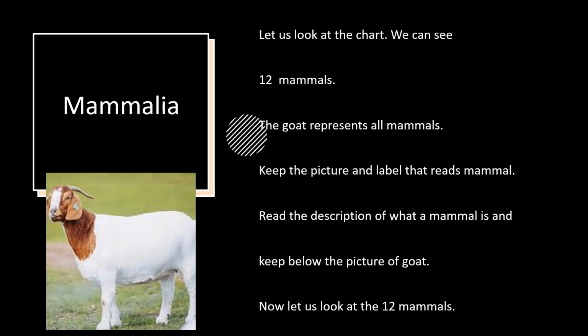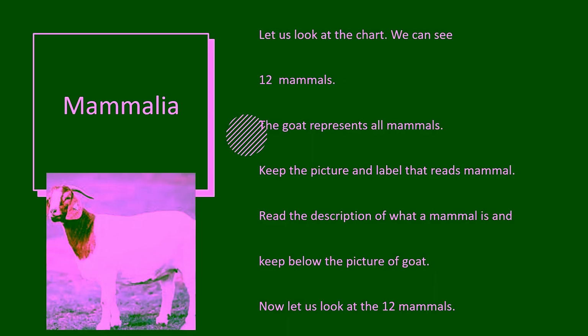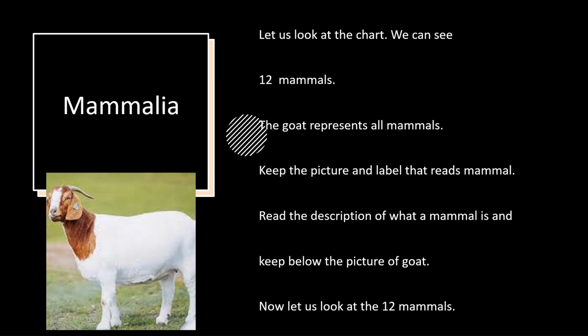Mammalia. Let us look at the chart. We can see 12 mammals. The goat represents all mammals. Keep the picture and label that reads mammal. Read the description of what a mammal is and keep it below the picture of goat. Now let us look at the 12 mammals.